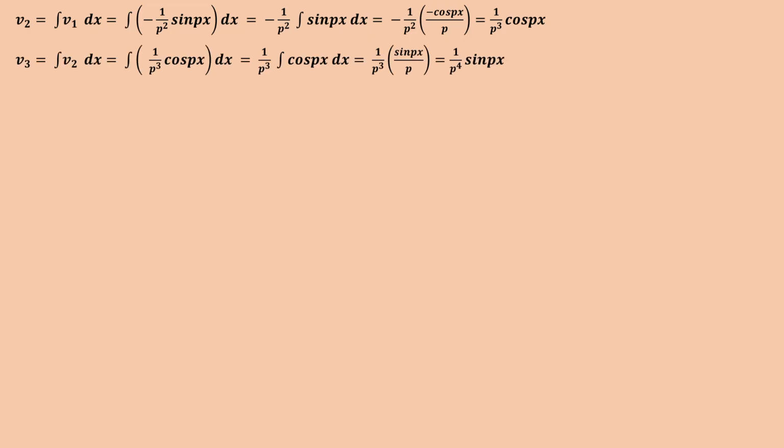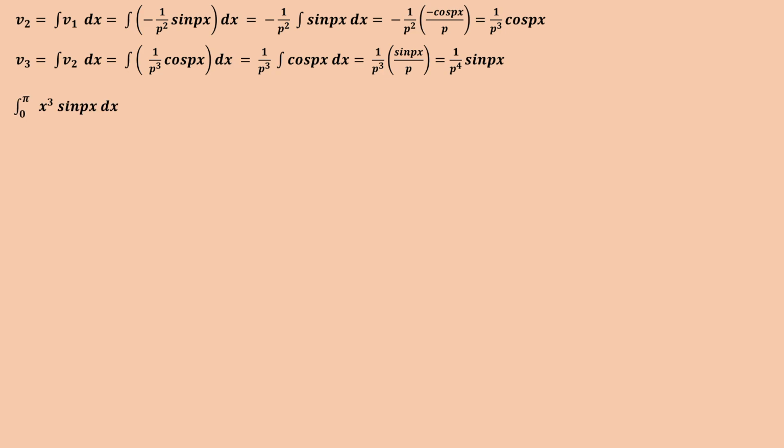So v3 is equal to integral v2 dx, that is integral 1 by p cube cos px. So 1 by p cube integral cos px dx. Integral cos px dx is sin px by p. So you will get 1 by p power 4 sin px. Substituting in the Bernoulli's formula.